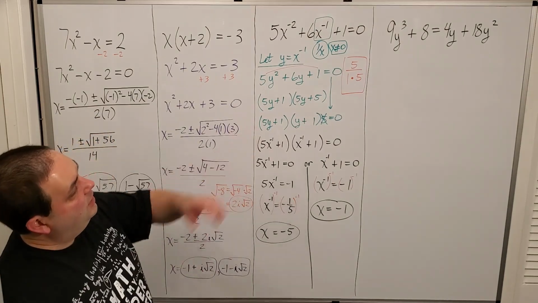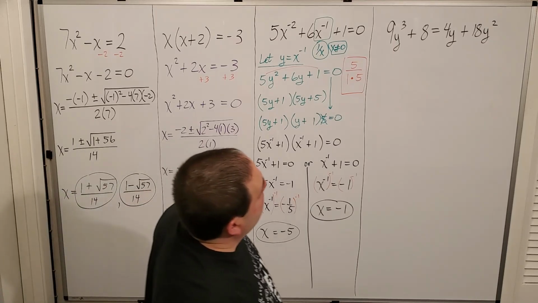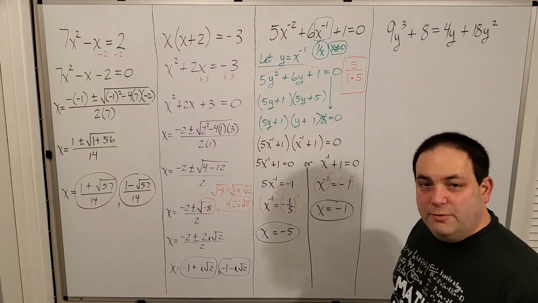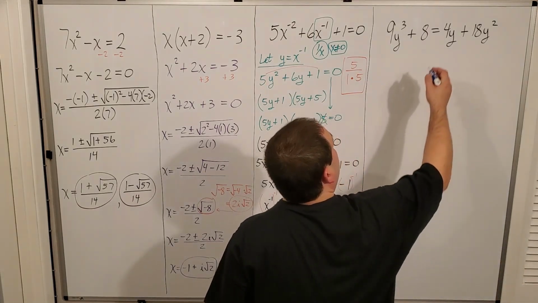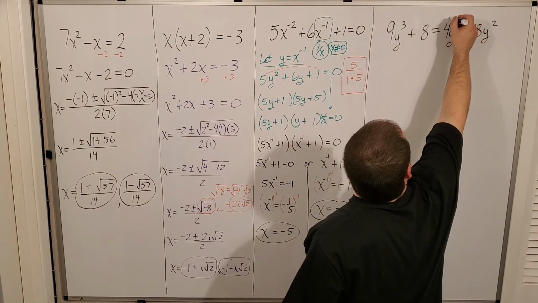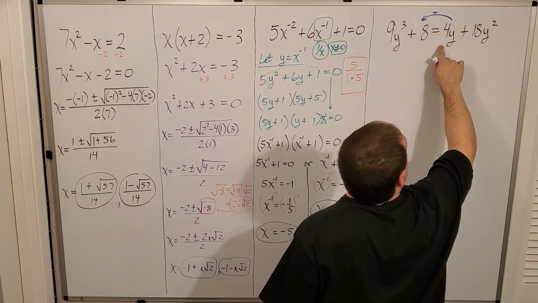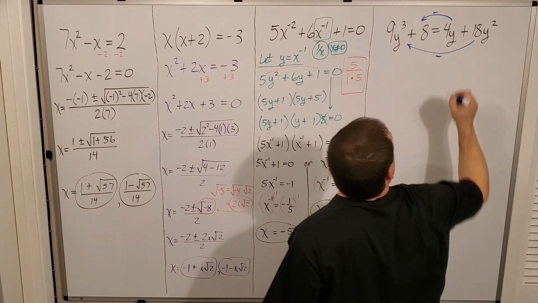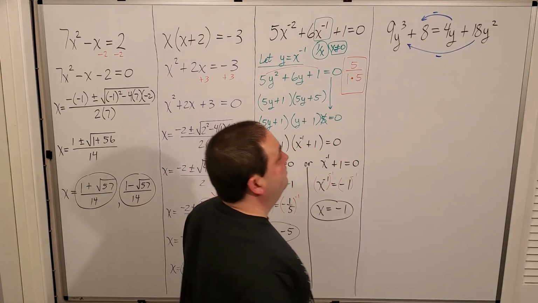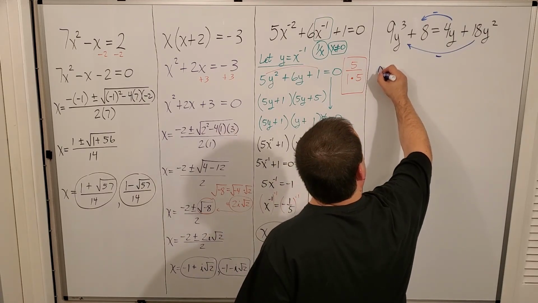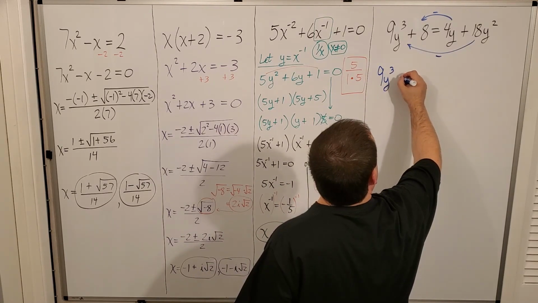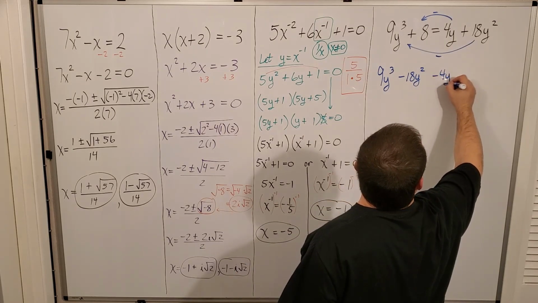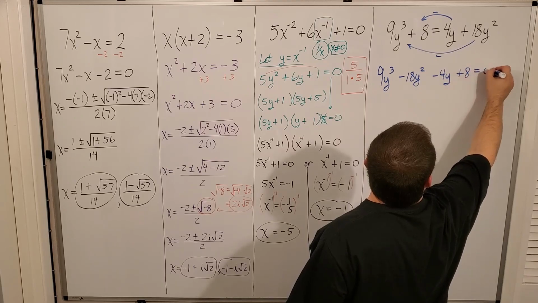Okay, the last one, the cubic over here. I'm going to solve this one by factoring. So the first thing to do would be to get it equal to 0. Of course, that means that I'll be subtracting the 4y, and I'll also be subtracting the 18y squared. So that will give me 9y cubed minus 18y squared minus 4y plus 8 is equal to 0.